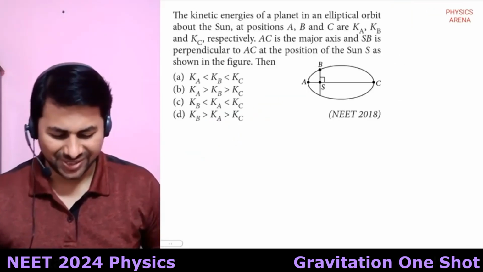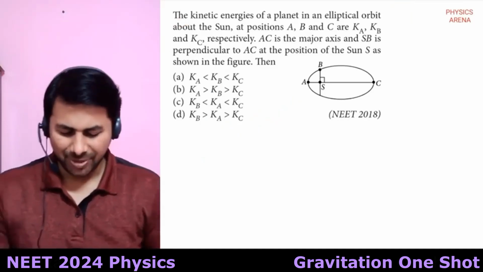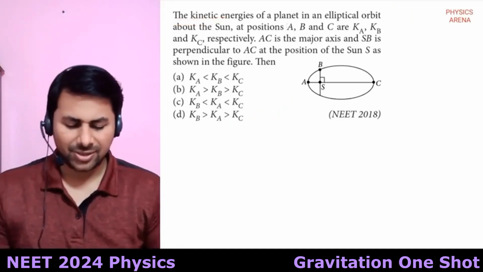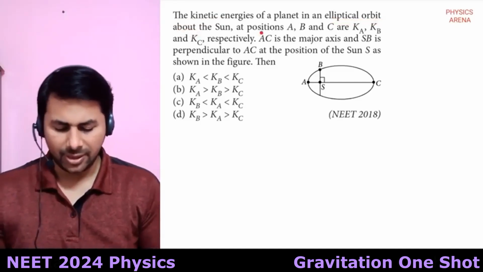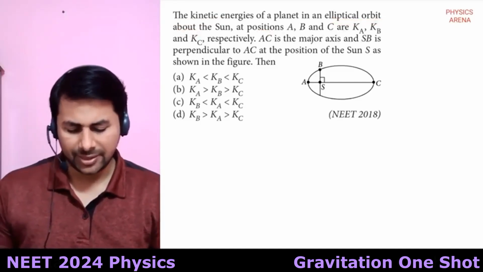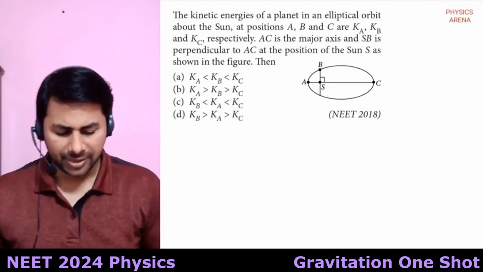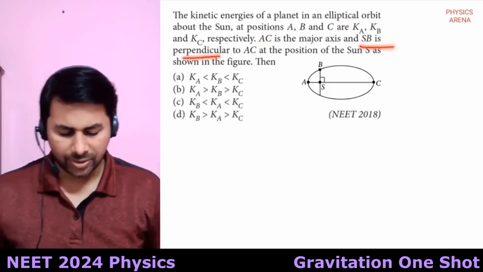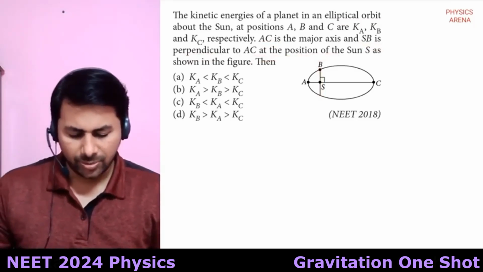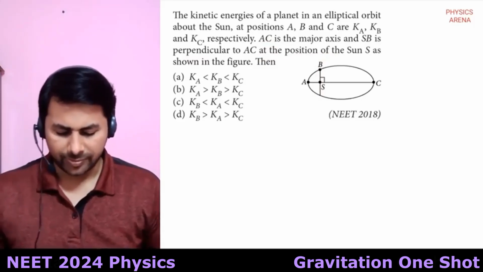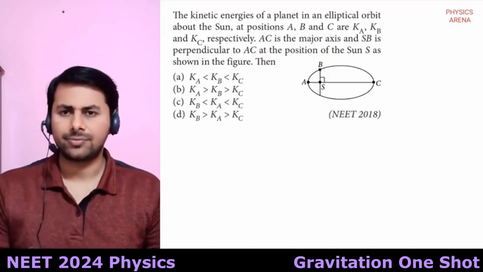These are very simple points. So now let's see some simple questions. The kinetic energies of a planet in an elliptical orbit about the sun at positions A, B, and C are Ka, Kb, and Kc respectively. AC is the major axis and SB is perpendicular to AC at the position of the sun, as shown in the figure. Then tell me which one is correct.